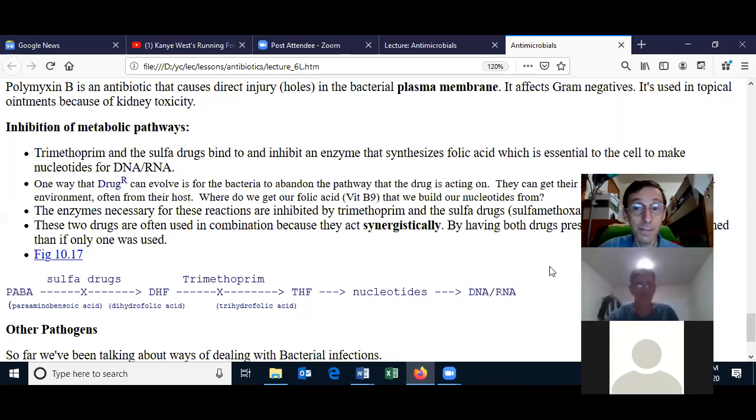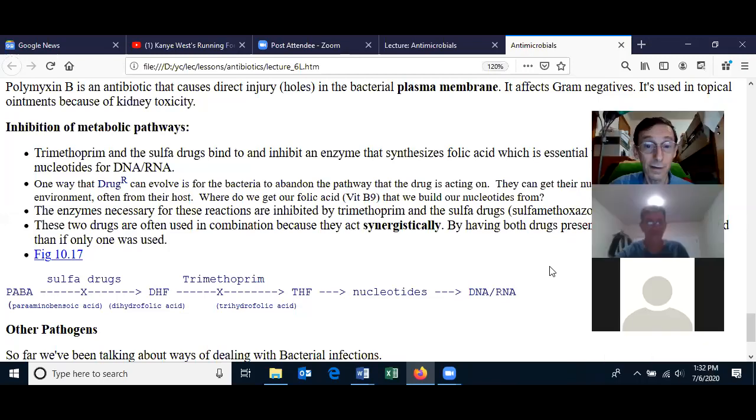Anyways, they can stop this pathway in the bacteria, and then that will be lethal to the bacteria because they can't make their DNA, and it doesn't harm the eukaryotic cell. And that's the way trimethoprim and the sulfa drugs work on bacteria cells. Any question about that?